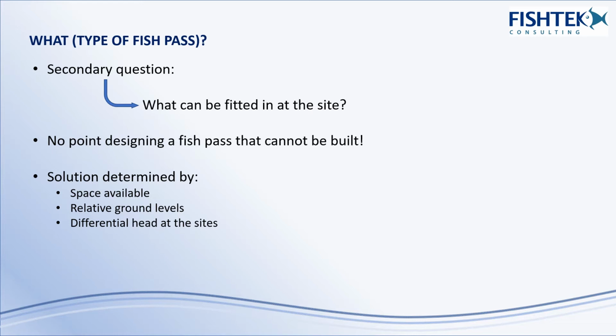So the solution at this phase of the project is determined by the space available, the relative ground levels, and I'll come back to that, and the differential head at the sites. And what I mean by that is the difference between the upstream and downstream water level across the weir. And that was different for the 4 sites.